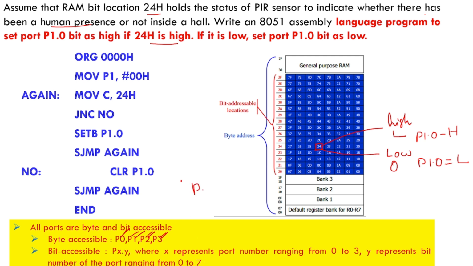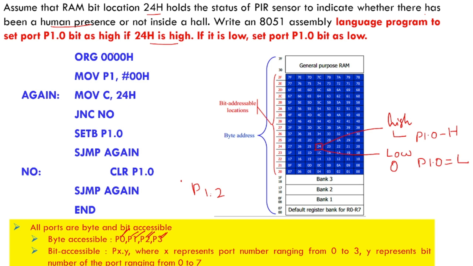Suppose I want to access port 1.2, that means in port 1 I need to access bit number 2, right? Similarly I can access bits for any port, like port 0, port 2 or port 3. The bit number of the ports ranges from 0 to 7, that is 8 bits. Here I am using port 1.0, that means in port 1 I am accessing the 0th bit.